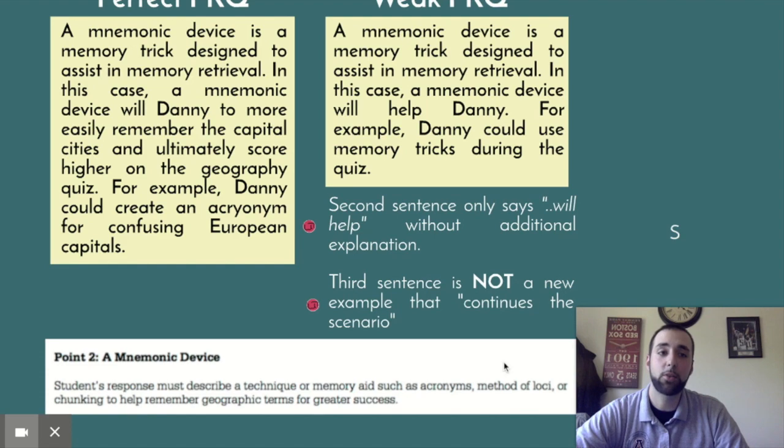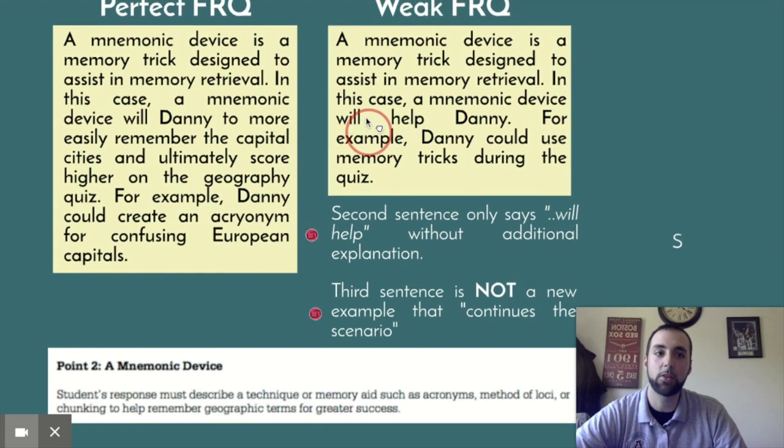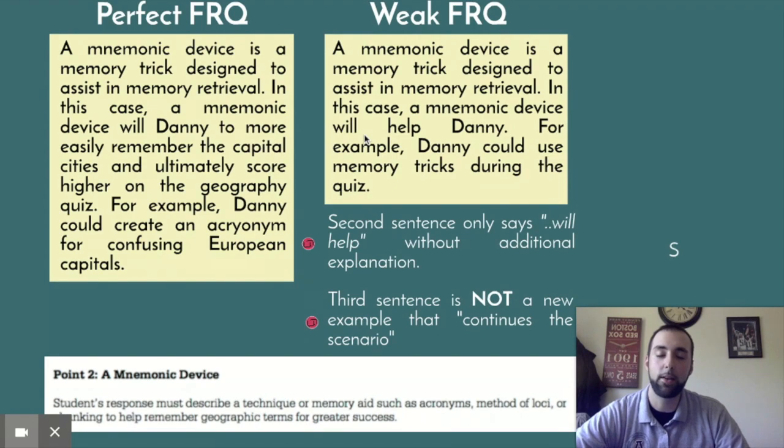In order to actually score that year, I have the FRQ rubric here at the bottom. This is the precise way in which this FRQ was scored. And notice how they were really looking for an application. They wanted you to say something like an acronym. They wanted you to identify a specific type of mnemonic device, like method of Loci. You can't just say a mnemonic device is a memory trick. A mnemonic device will help Danny. Danny could use a memory trick. It's really not clear at any point in that statement that you have an understanding of what a mnemonic device is.